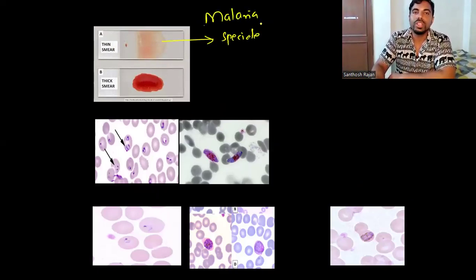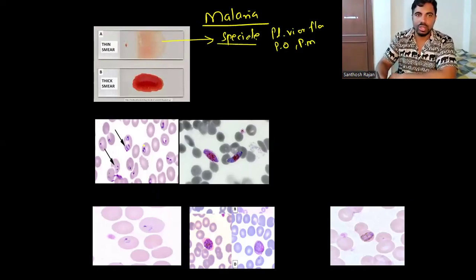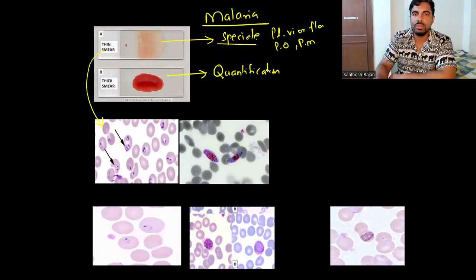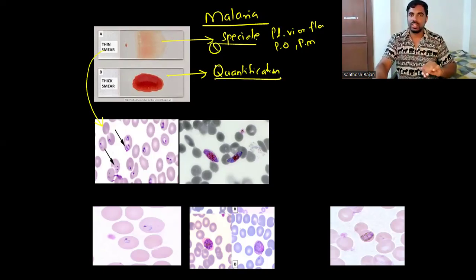So in malaria, to speciate the organism, whether it's Plasmodium vivax or falciparum, or it is Plasmodium ovale or Plasmodium malariae, for speciating, thin smear like this, you can see whatever you see, these are all thin smears after staining. And thick smear is basically for quantification. You can do quantification, meaning counting the number of parasites. Thick means counting, thick count, thin speciate. This question was asked. Okay, very simple.